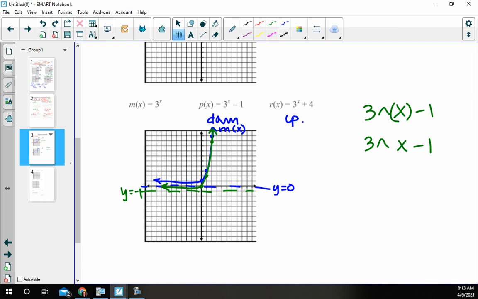Anybody got a guess as to what my asymptote is going to be for the next one? For this up 4. This one was at -1. What's the asymptote going to be for the next one? Should be y equals 4. So this value right here always gives you that asymptote, because it's my up or down. G all up 4.